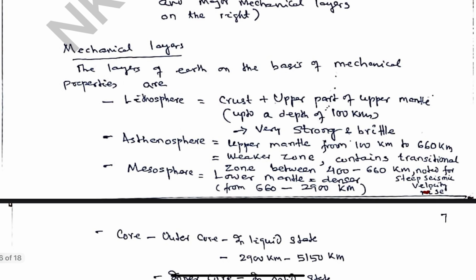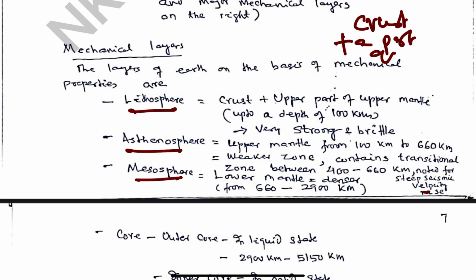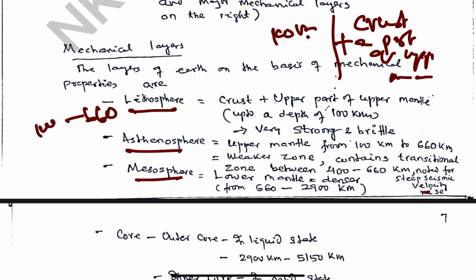So this has been discussed here. What is lithosphere, what is asthenosphere, what is mesosphere. Lithosphere represents crust plus a part of upper mantle. The depth goes to 100 kilometers. It is rigid, strong, breakable. Below it, there is asthenosphere, from 100 kilometers to 660 kilometers.